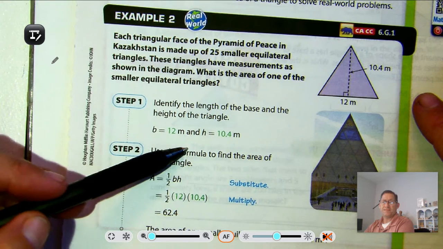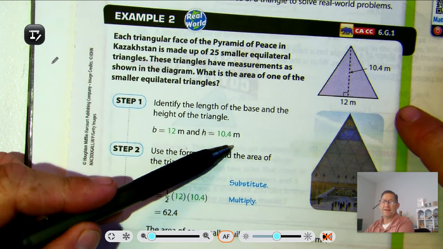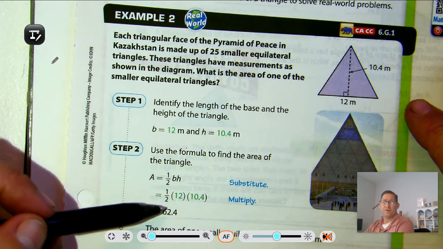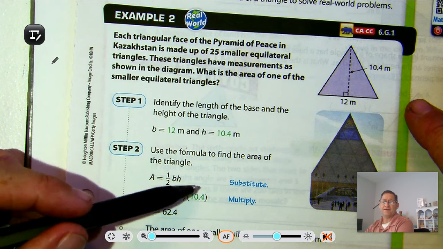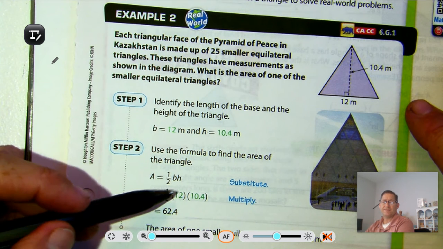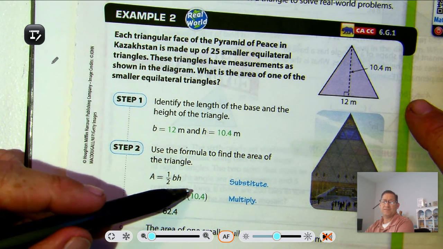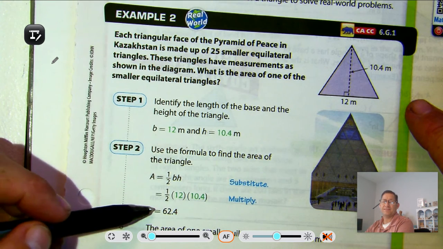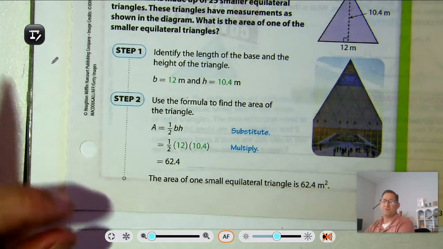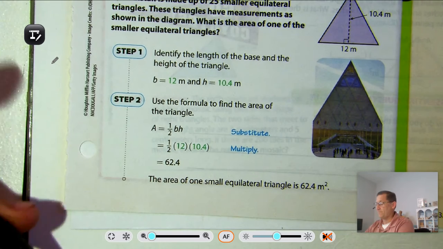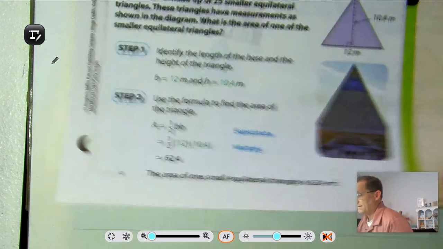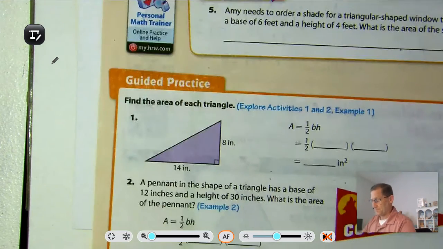So we'd figure out the base is 12, the height is 10 and 4/10 meter. Plug those, or substitute those, into the formula. We'd have half of 12 times 10 and 4/10. Half of 12 is 6, and 6 times 10 and 4/10 gives us 62 and 4/10. So the area of one of the small equilateral triangles is 62 and 4/10 meters squared. Okay, so keep that in mind as we look at page 382.